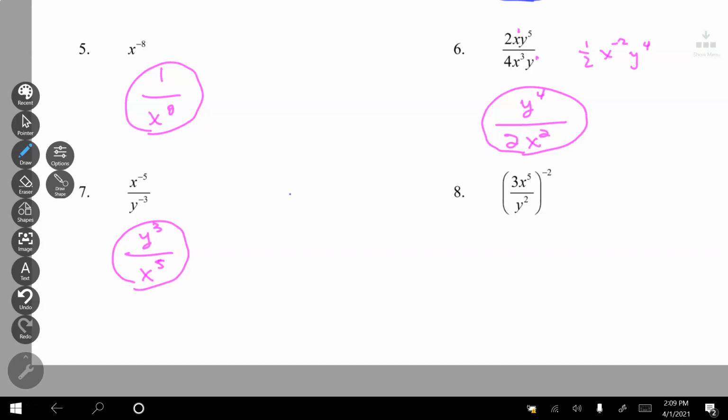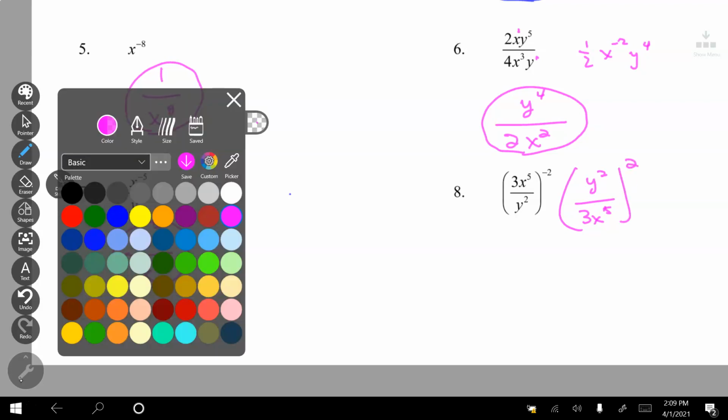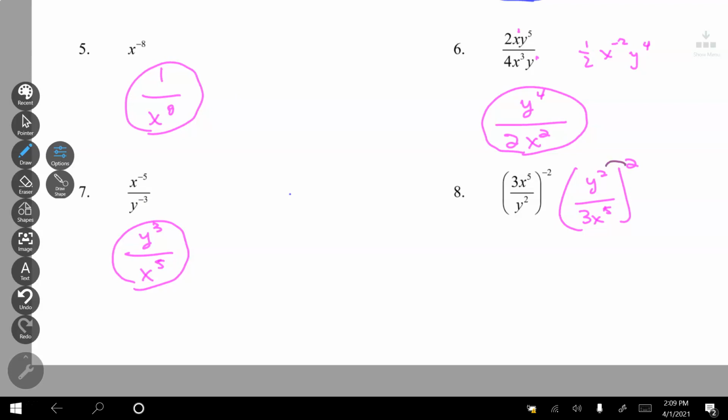And now with this one, there's a couple ways to go. One way to go is to say, well, there's a negative exponent. Let me just flip this in to begin with, because that's what a negative exponent means. You take the reciprocal. And now it's raised to the positive 2, and I can just distribute all of these. Don't forget to do it to the 3. I get y to the 4th, 3 squared is 9, x to the 10th. And that is my final result.